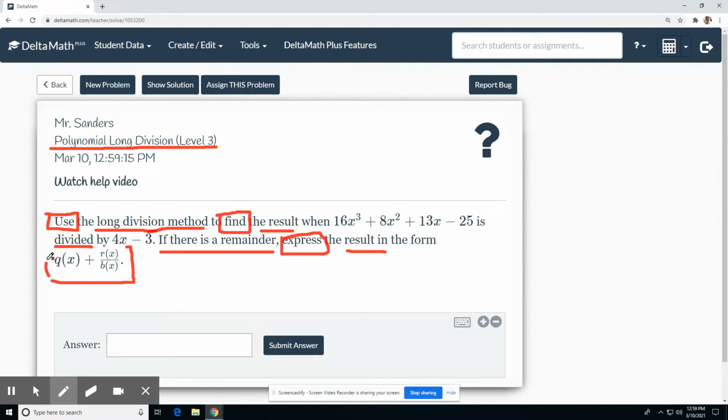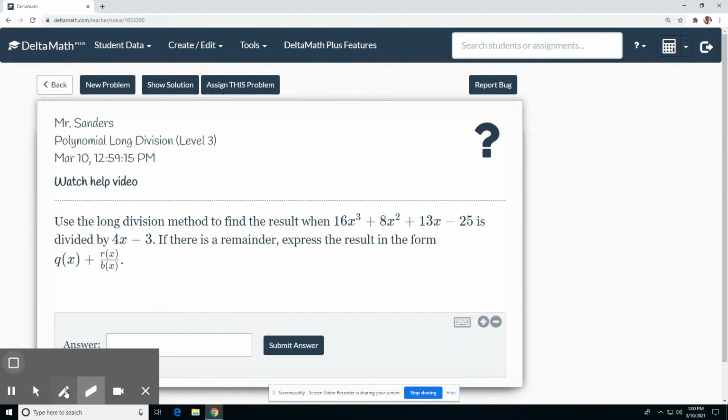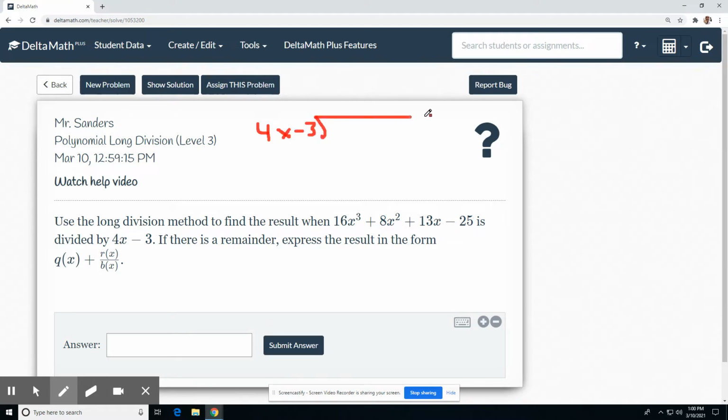Okay. So long division. Let me just remind you, if we wanted to say 8 divided by 2, long division would be 2 going into 8. And it would go into it 4 times. Then we'd say 4 times 2 is 8. We subtract straight down. That gives us 0. So there's no remainder. It went into it 4 times evenly. For us, long division is going to be very similar. So this thing is being divided by the 4x minus 3.